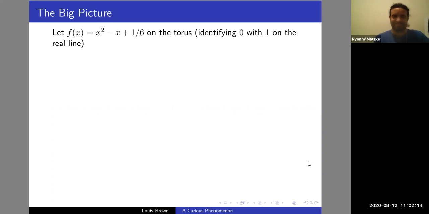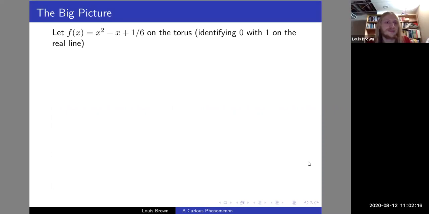So I'm going to start by setting up the big picture of what we're going to do today. Let f of x equal x squared minus x plus 1/6, a function on the torus, identifying 0 with 1 on the real line. So this is a graph. It's just a parabola, nothing exciting there.